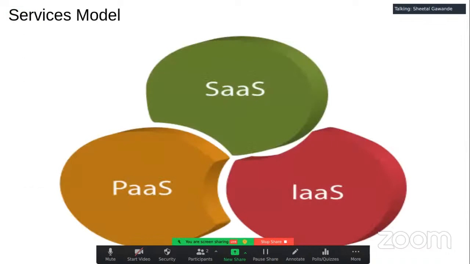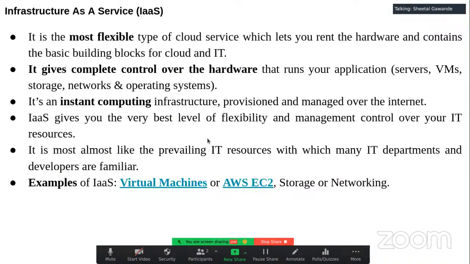Next is the service model. These are the three basic service models provided by cloud computing: infrastructure as a service, software as a service, and platform as a service. We will see them one by one. I will start with infrastructure as a service.